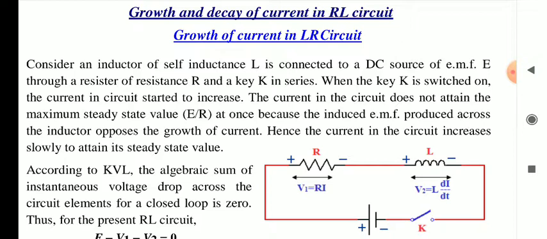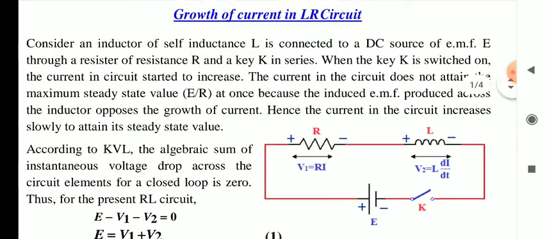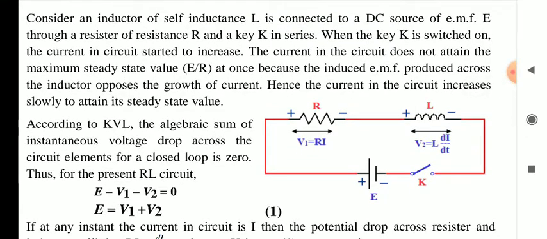Now whenever the tap key K is closed, the current in the circuit starts increasing. The current in the circuit does not attain the maximum or steady state value, that is equal to E by R, at once, because the induced EMF produced across the inductor always opposes the growth of the current. Hence, the current in the circuit increases slowly and attains the maximum or steady state value.